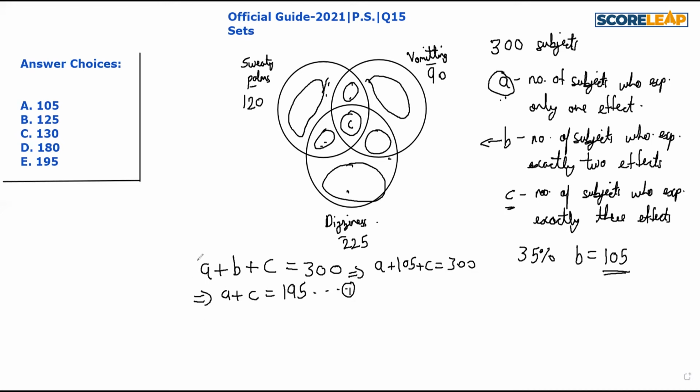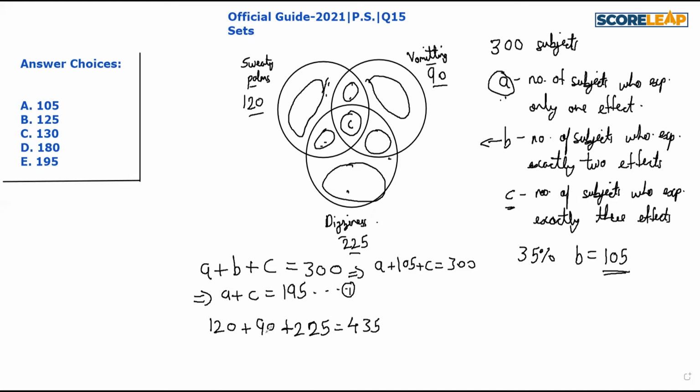Okay, now the second equation. We can get the second equation from these numbers: 120, 90 and 225. So how do we find it out? Let me take the number of people experiencing sweaty palms, which is 120. Let me add 120 plus the number of people who experienced vomiting plus the number who experienced dizziness, 225. So this number is going far beyond 300. This is equal to 435.